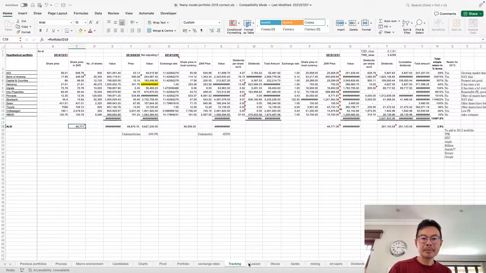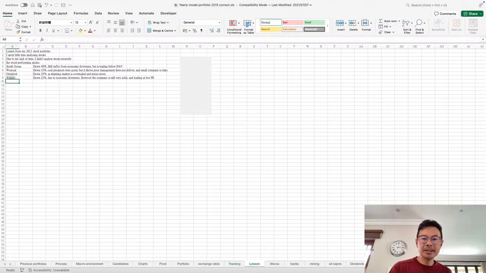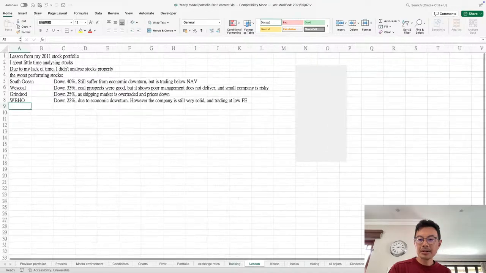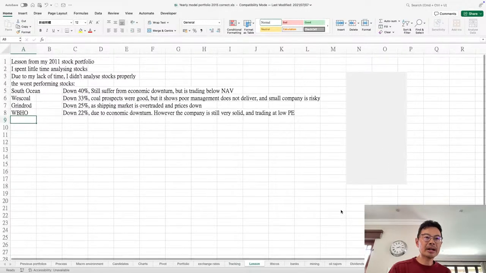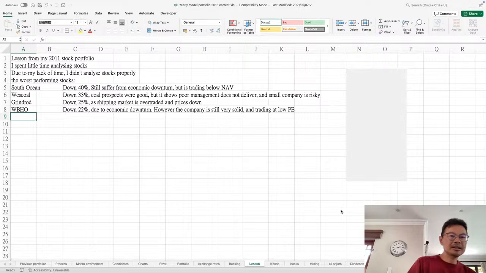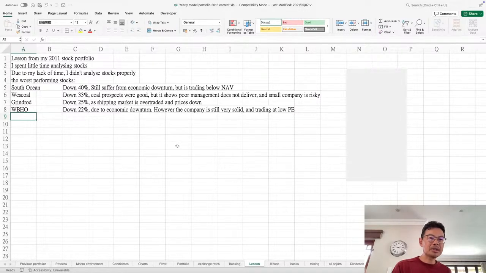And then this is the trading. And then the lesson I've learned. So what I put on here is a lesson I learned from the 2011 portfolio. I spent too little time analyzing stocks due to my lack of time. I didn't analyze stocks properly, and the worst performing stock, Sasol, down 40%. Yeah, so you can see the problem, but not everything is going to go well.